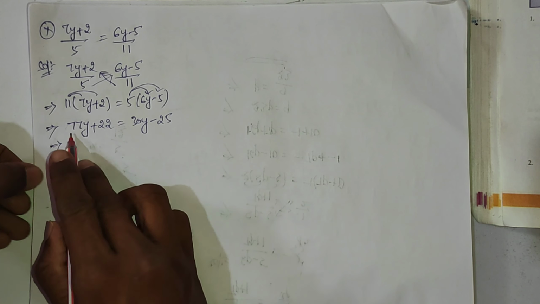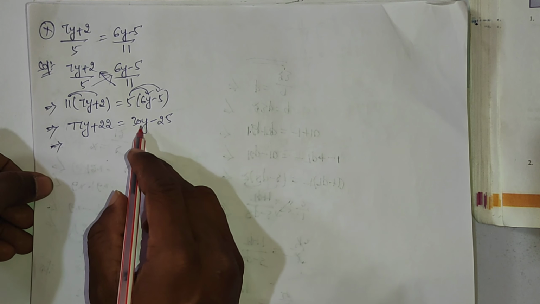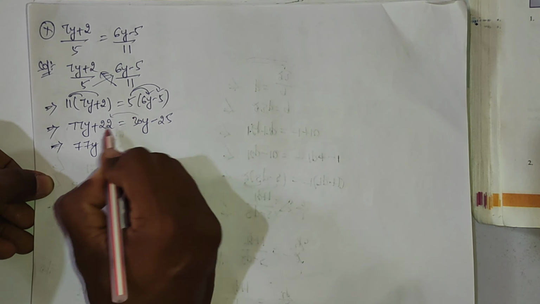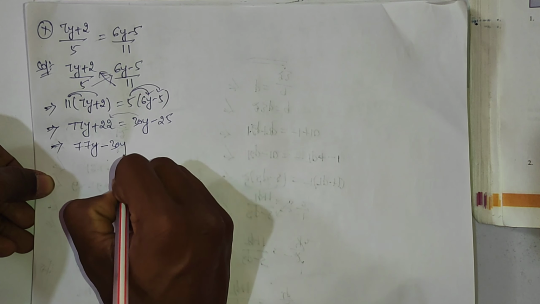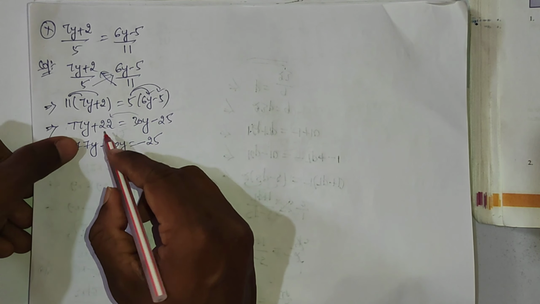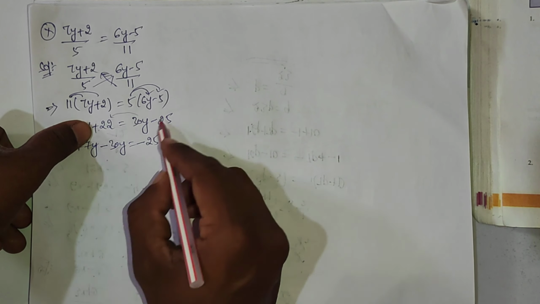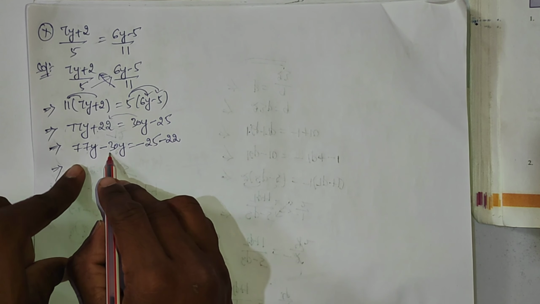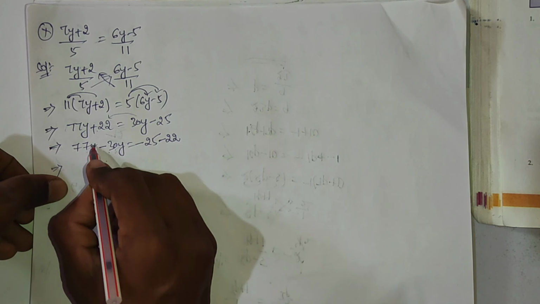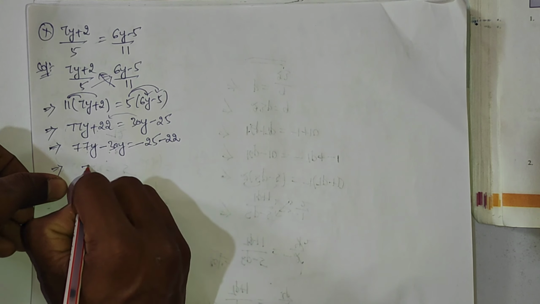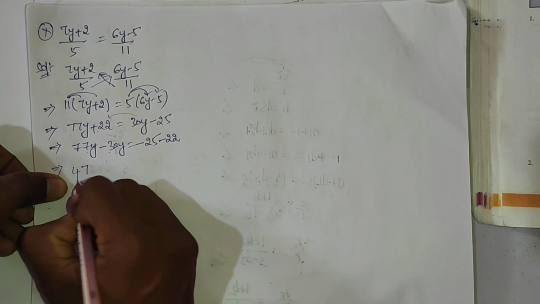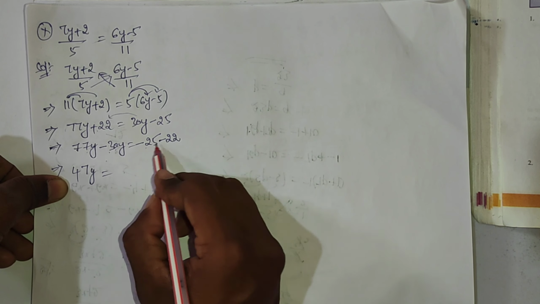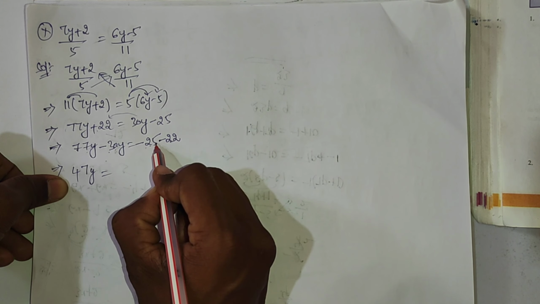Now we observe clearly that we have the constant terms and the variable terms. Now separate the variables first here. 77y, if you transpose the plus 30y to the LHS side, it becomes minus 30y, is equal to minus 25. Transposing the constant to the RHS side, plus becomes minus 22. Now, these two are what? Like terms. 77 minus 30, subtraction. 7 minus 0 is 7, and 7 minus 3 is 4. Then 47y. Variable is y is equal to two negatives we can add, 25 plus 22, 47.